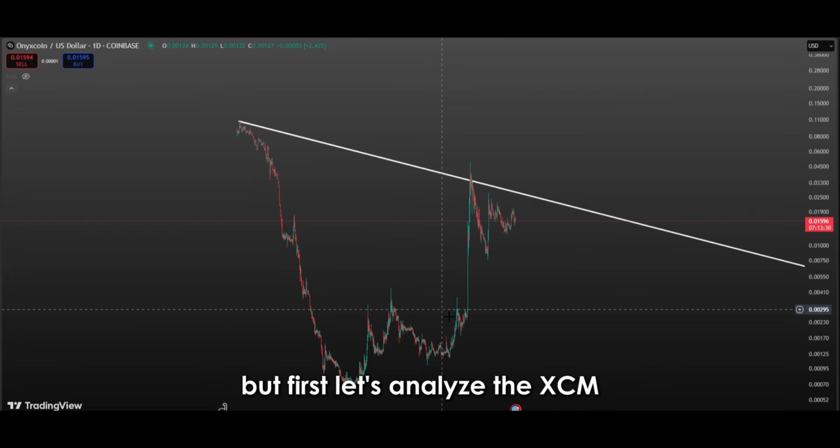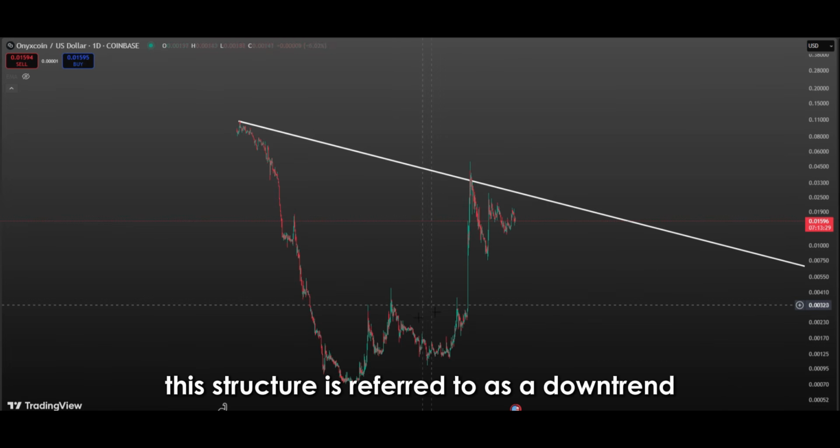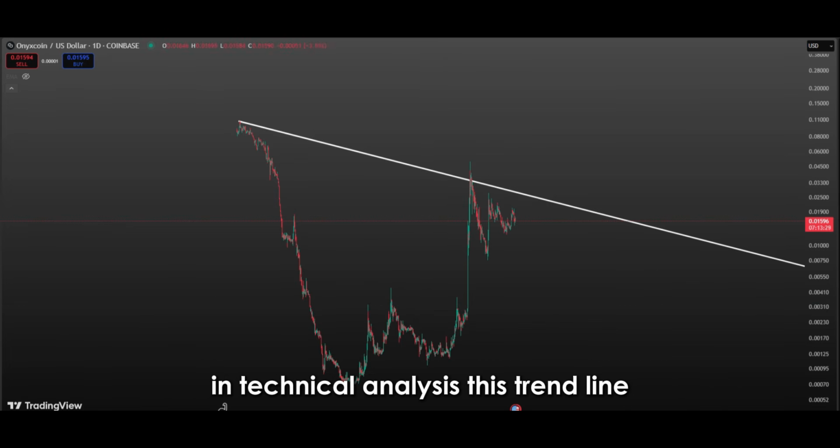But first, let's analyze the XCN. When carefully examining the chart, it is observed that the price has been moving within a downward trend for a certain period, forming consecutively lower highs and lower lows. This structure is referred to as a downtrend in technical analysis.